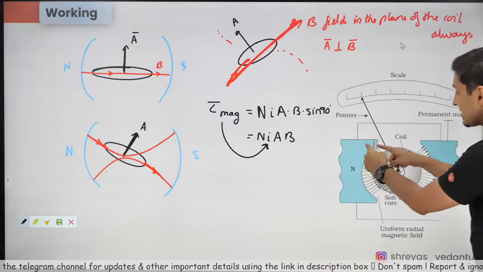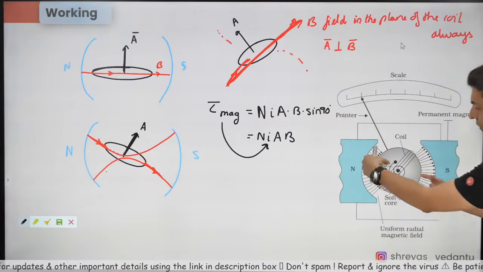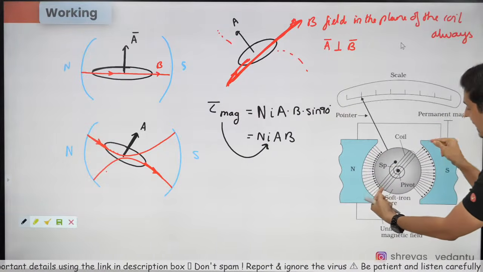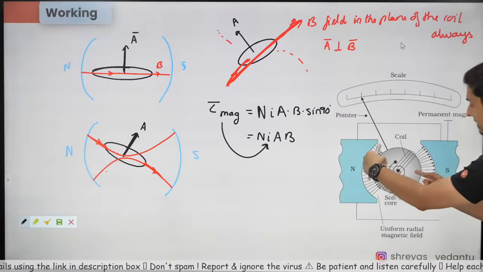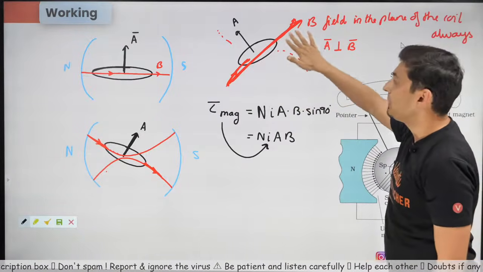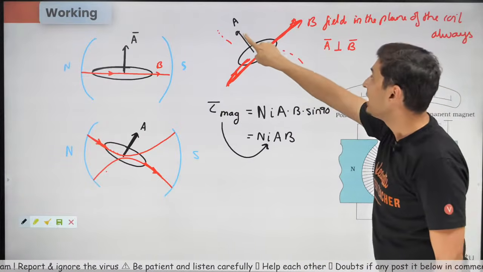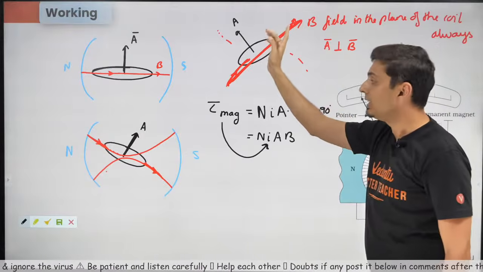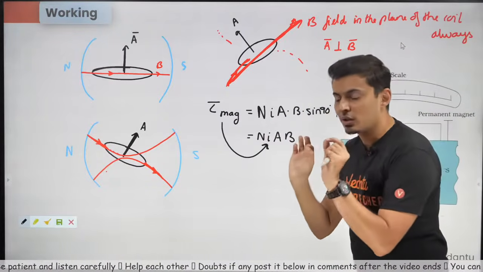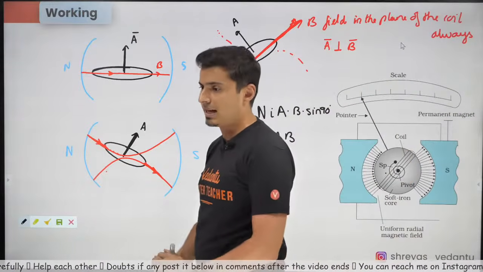So the cylindrical magnets created a radial field. So no matter what the orientation of the coil is, you always see there is a field entering, field exiting, field entering, field exiting. So always there is a magnetic field in the plane of the coil. And when there is magnetic field in the plane of the coil, area vector is perpendicular to the field, and that's the reason why this theta is always 90. So the torque is always NIAB. That's it, as straightforward as that.